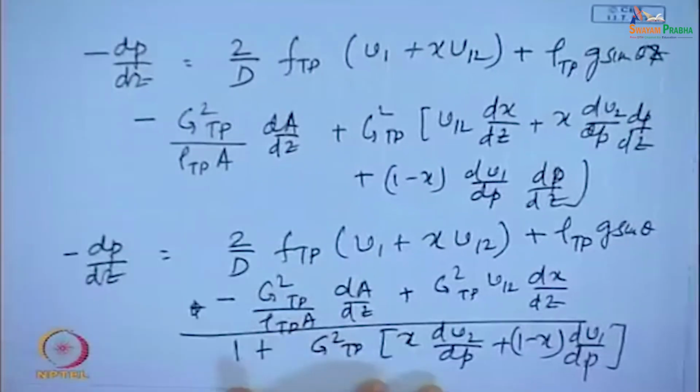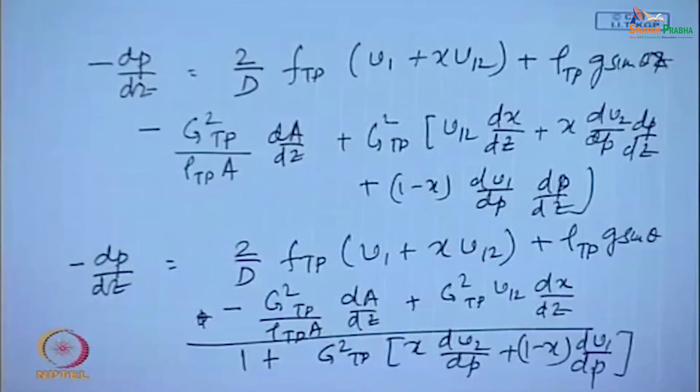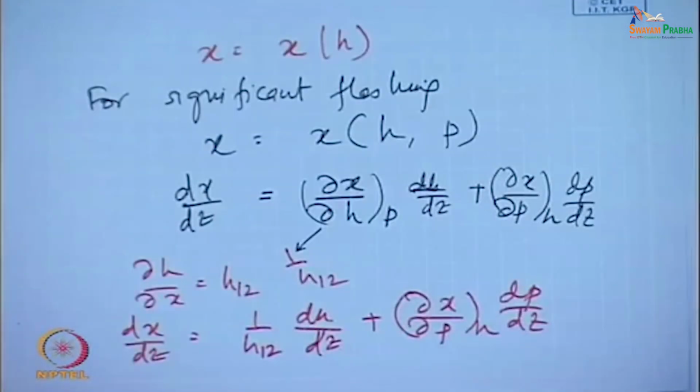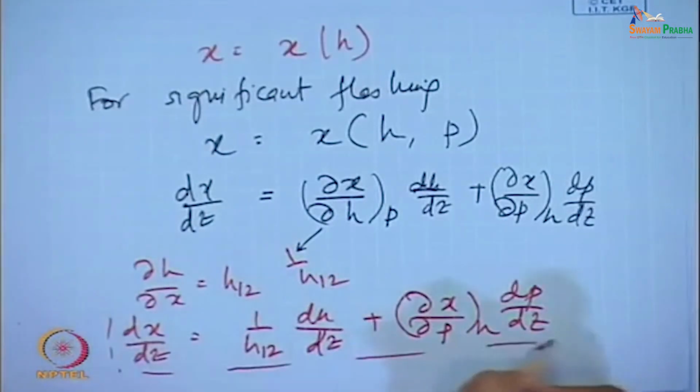in presence of flashing. So, if there is a taper, there is an area change. If there is rapid pressure change, the specific volume of either or both of the fluids might change, and then if there is significant flashing, then your quality will also change with pressure. So, instead of the dx dz which I had shown you, we need to substitute this particular expression.